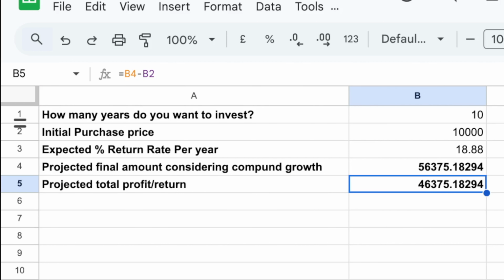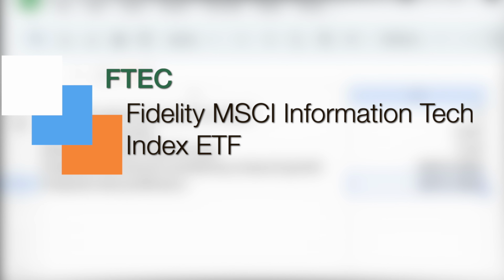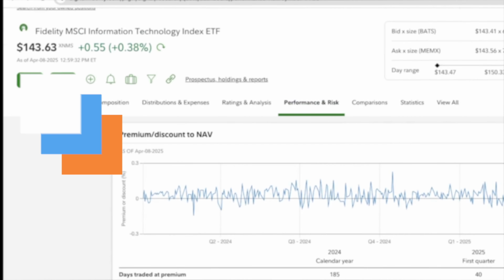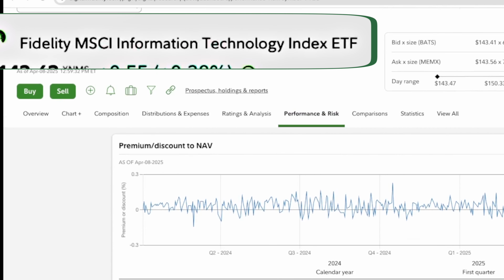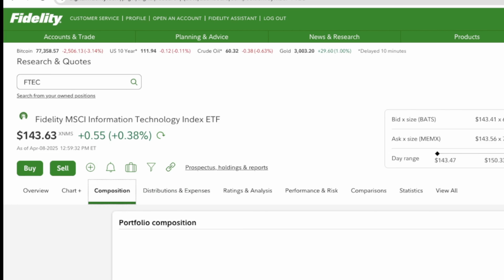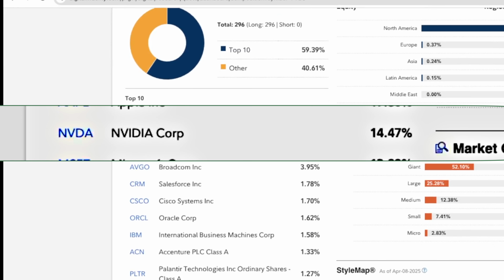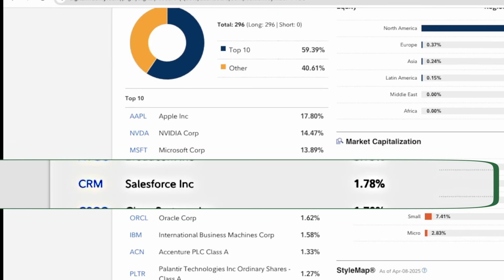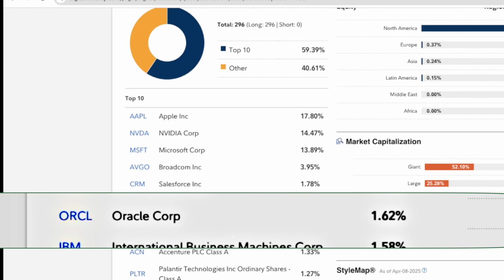Now, you may be wondering, is there really any ETF or mutual fund with that kind of long-term average return? The answer is, drumroll, yes, there is. Let's take a look at FTEC. That is the Fidelity MSCI Information Technology Index ETF. And this ETF is a composition of Apple, Nvidia, Microsoft, Broadcom, Salesforce, Cisco, Oracle, and so on and so forth.